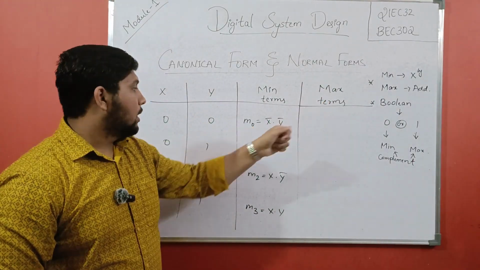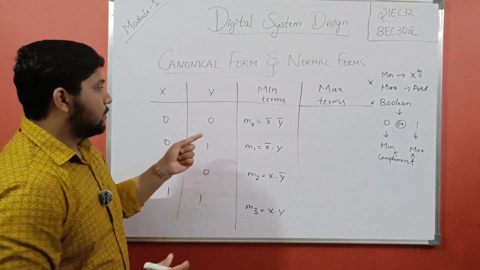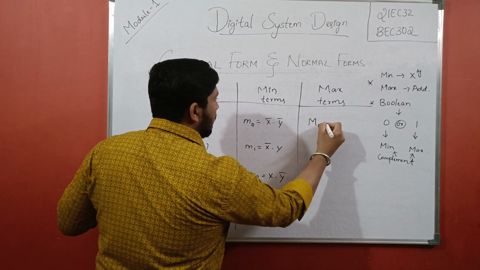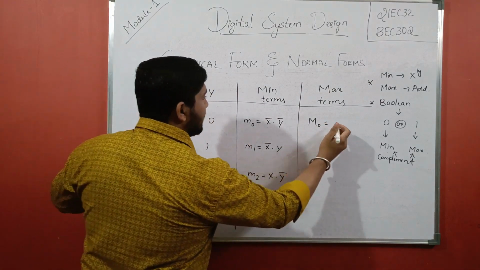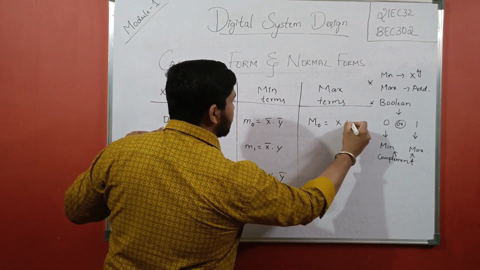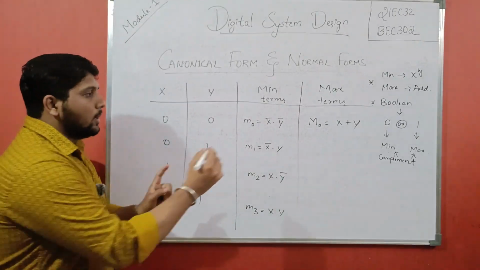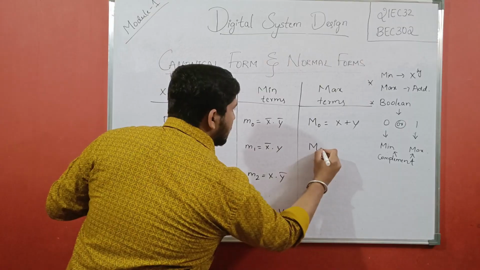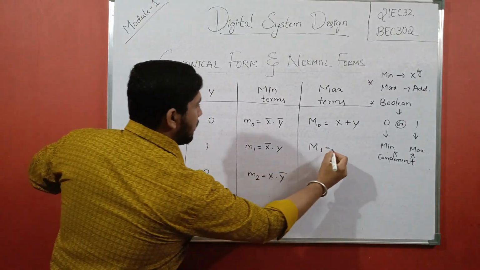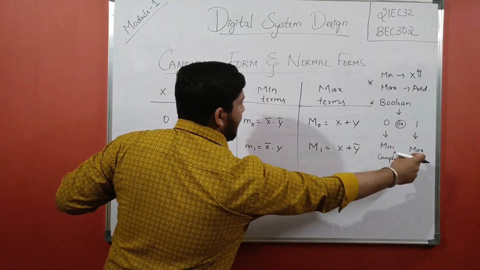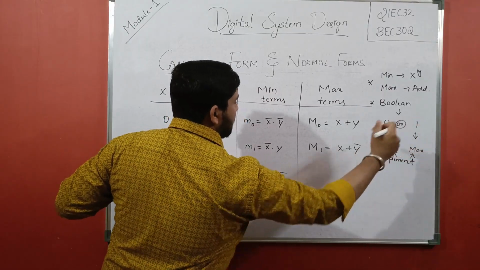Talking about the maxterms, here you can see 0 and 0. The maxterm should be written in a capital form. It is addition of two variables, so it will simply be x plus y. And here you can see 0 and 1, right? The capital M1 will be x plus y bar, because whenever you have a maxterm and you see 1 in it, it would be in complementary form.